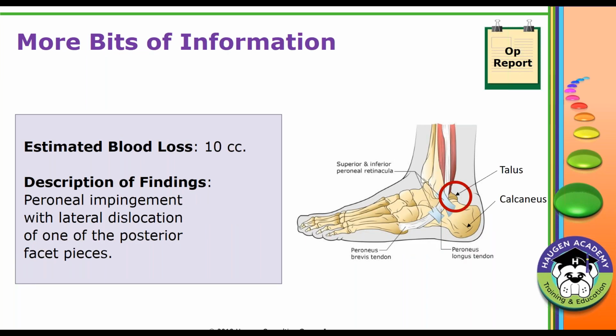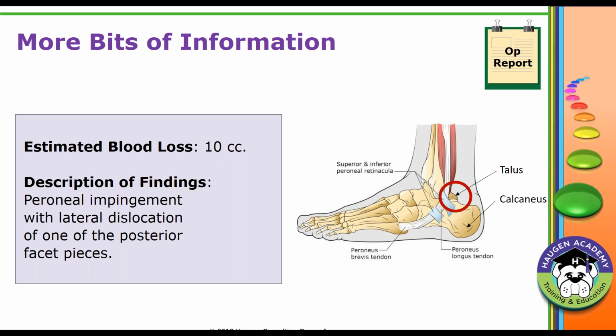So moving on, we have some more information. We have the estimated blood loss, and then we have the description of findings. So the description of findings says impingement of the tendon and lateral, which means the outside dislocation of a piece of bone. So it sounds kind of like it could be a fracture where the tendon or the ligament pulls away from the bone and it takes a piece of the bone with it, but we'll see.